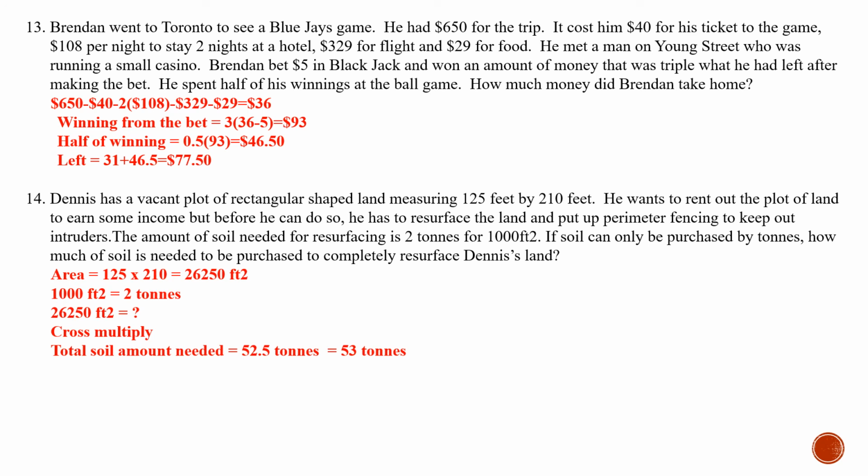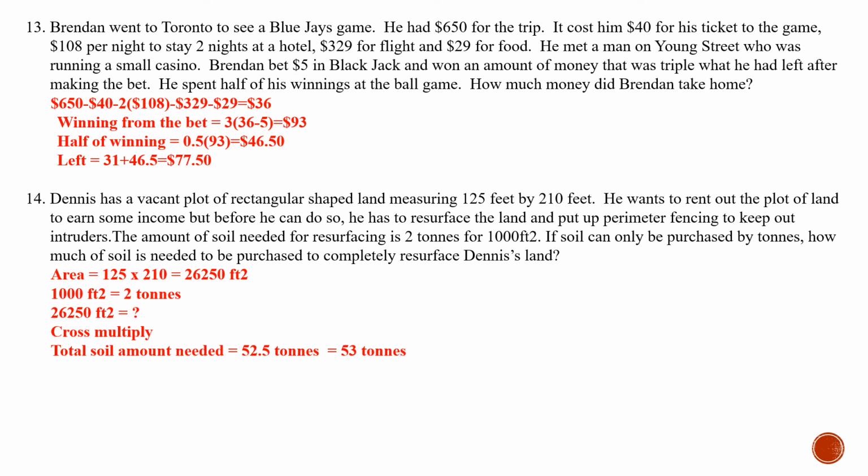Dennis has a vacant plot, which he has given you that measurement there. He wants to rent out the plot and earn an income. So he has to resurface the land and put up a perimeter fencing to keep out intruders. So now 2 tons is 400 square feet. So the moment you see square feet, you know you are going to find area. So you find the area first of that, whatever that he wants to do, is 125 times 210, that total area there is 26250 square feet.